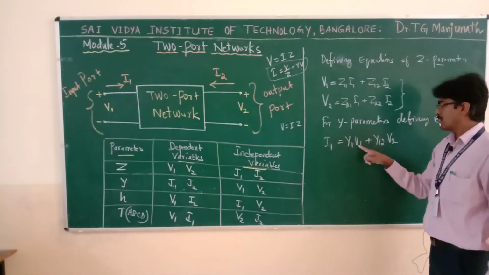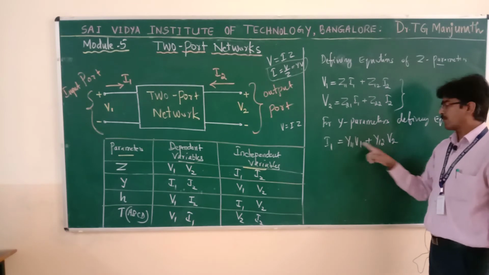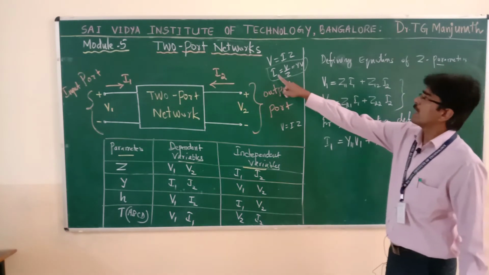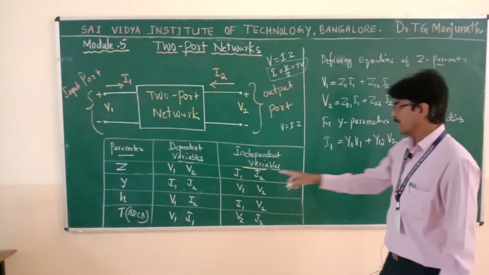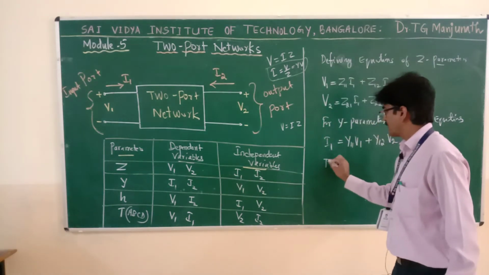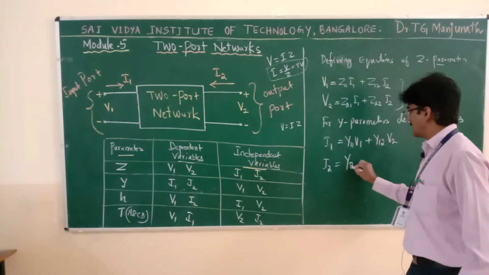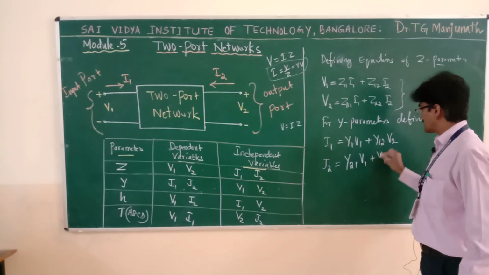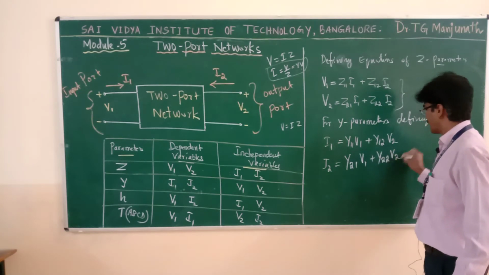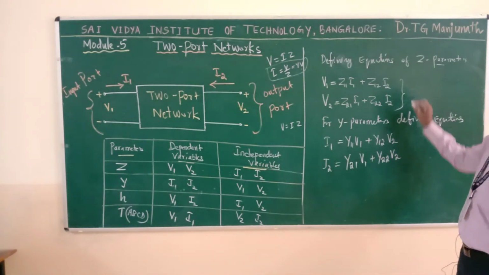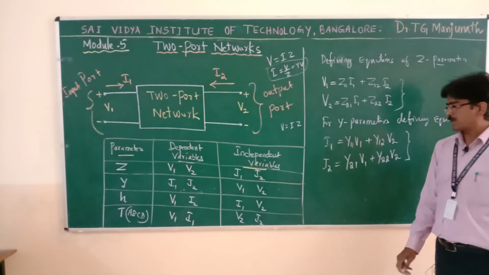I1 is depending on V1, V2. For the coefficients you should write Y here, because I is equal to Y into V. Similarly, for the I2 equation we should write Y21 V1 plus Y22 V2. So these are the defining equations of Y parameters.